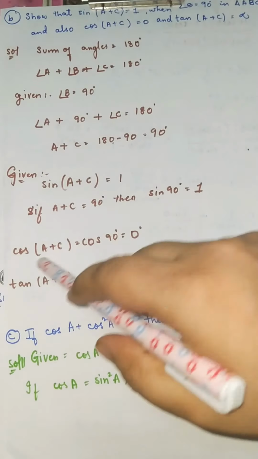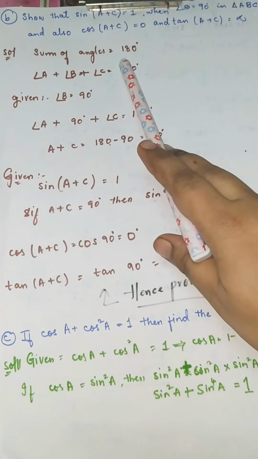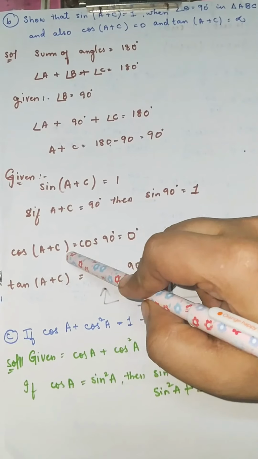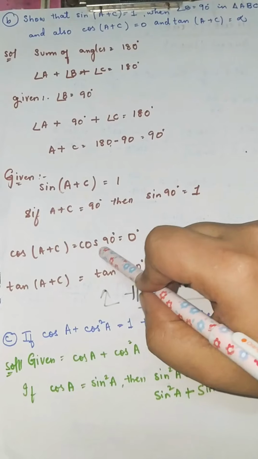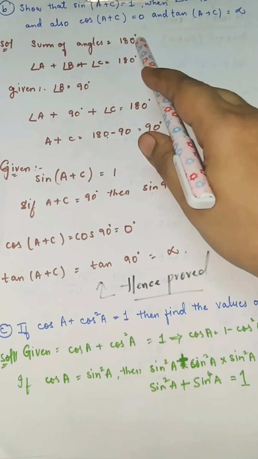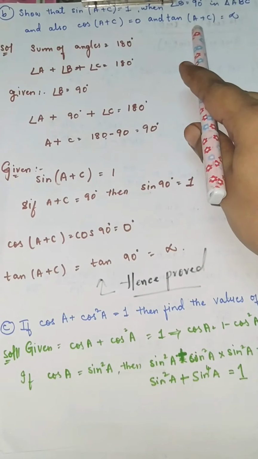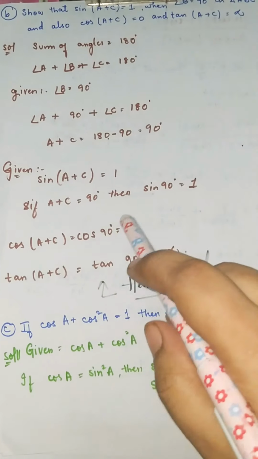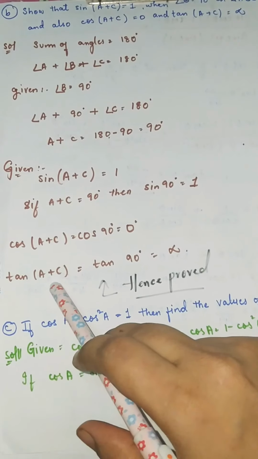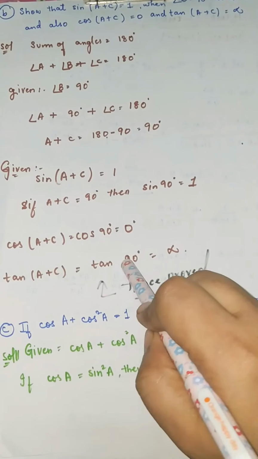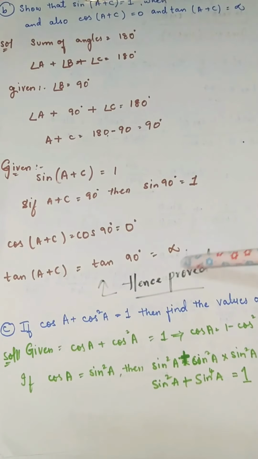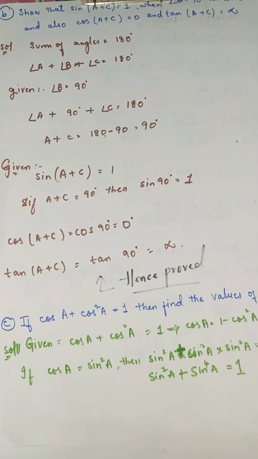Now cos(A plus C). Cos(A plus C) is equal to cos 90 degrees, since A plus C is 90 degrees. Cos 90 is 0. And tan(A plus C) is equal to tan 90 degrees, since A plus C is 90 degrees. Tan 90 degrees is equal to infinite. Hence it is proved.